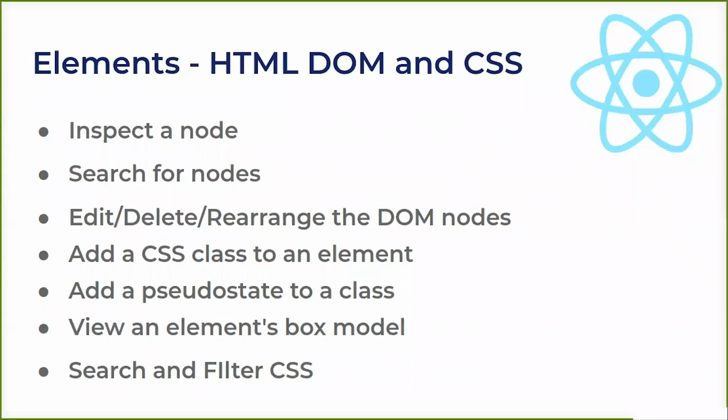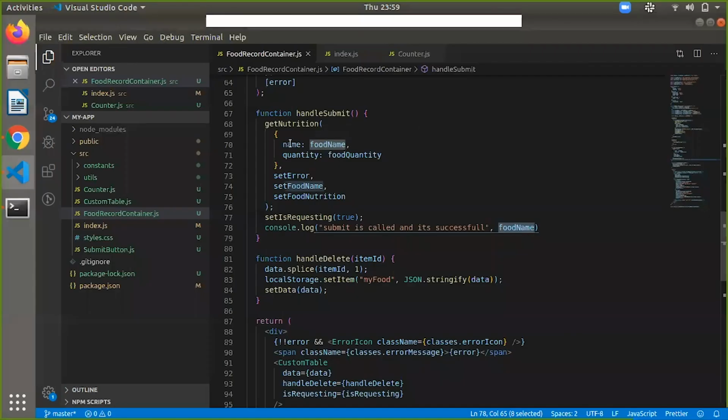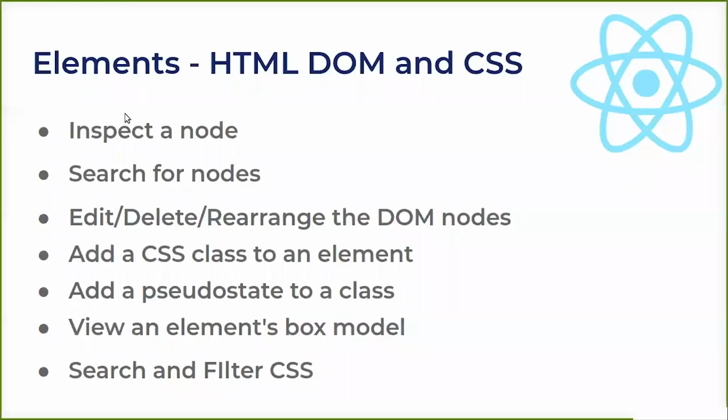So first we have Elements. In Elements we'll learn how you can inspect a node, search for a node, edit, delete, and rearrange the DOM node, add a CSS class to the element, add a pseudo state, view an element box model, and search and filter CSS. So let's dive in.